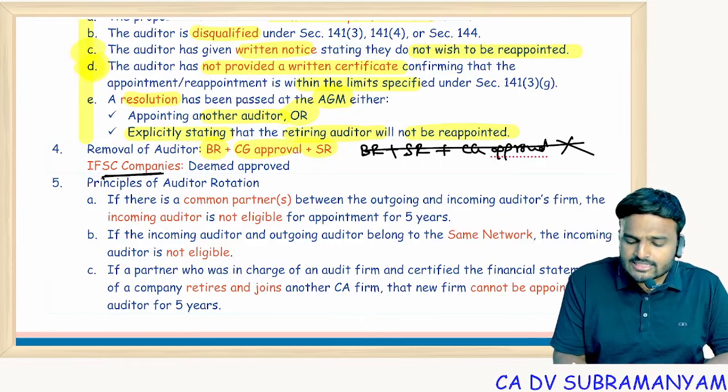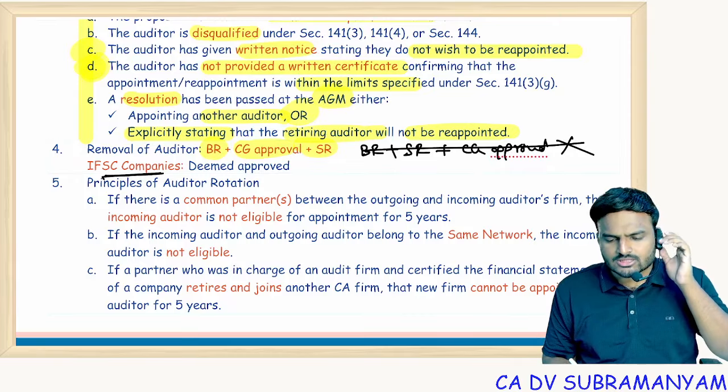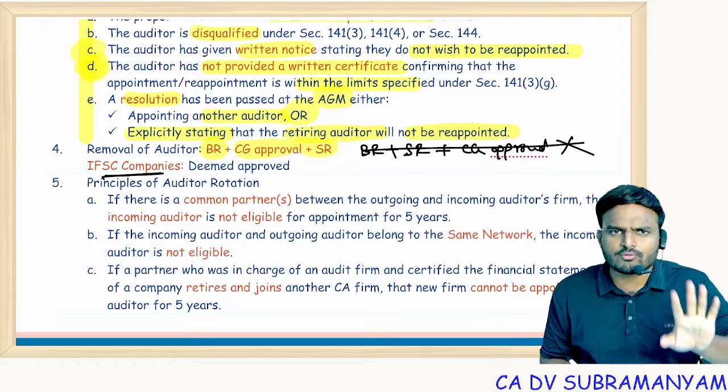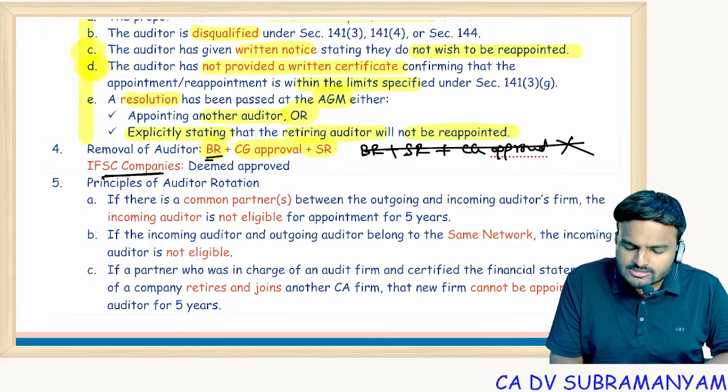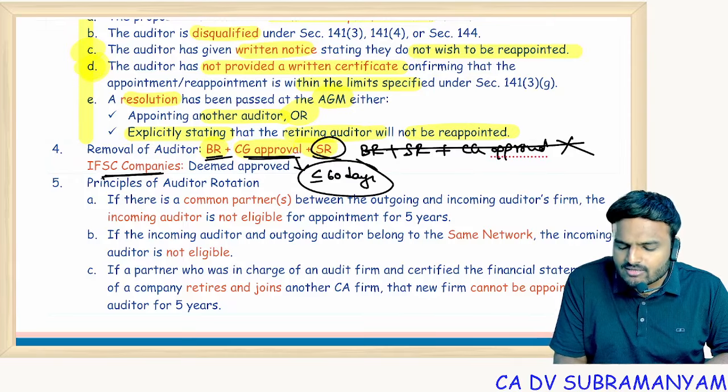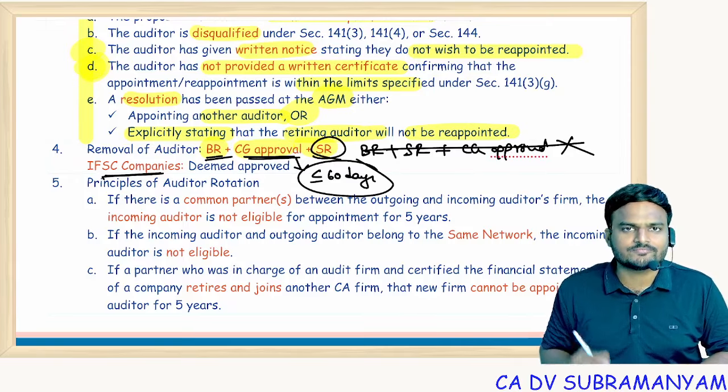And for IFSC companies, you file an application with CG. If CG is not responding within 60 days, automatic approval only. Whereas in normal companies, board resolution, CG approval, after getting CG approval, within 60 days, conduct general meeting. In the general meeting, obtain special resolution.